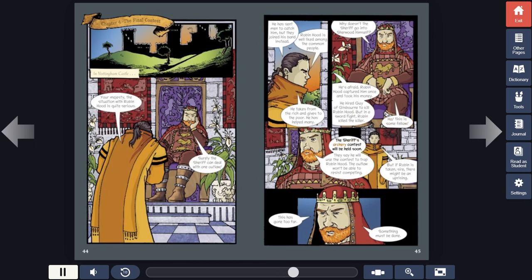The sheriff's archery contest will be held soon. They say he will use the contest to trap Robin Hood. The outlaw won't be able to resist competing. But if Robin is taken, sire, there might be an uprising. This has gone too far. Something must be done.